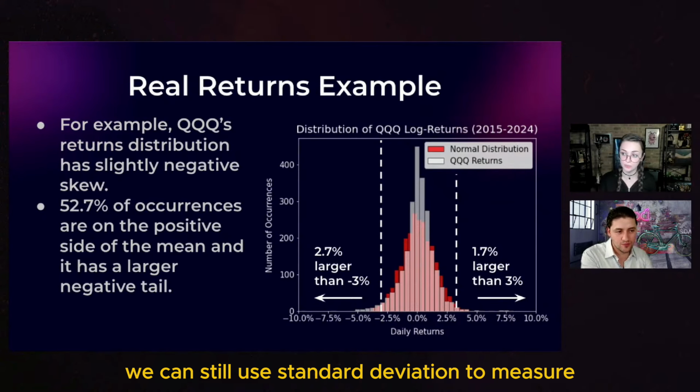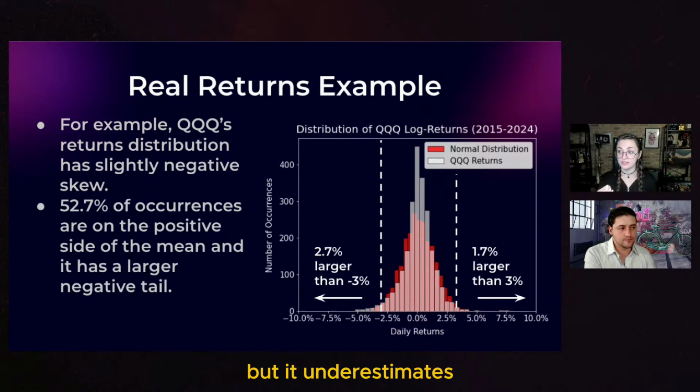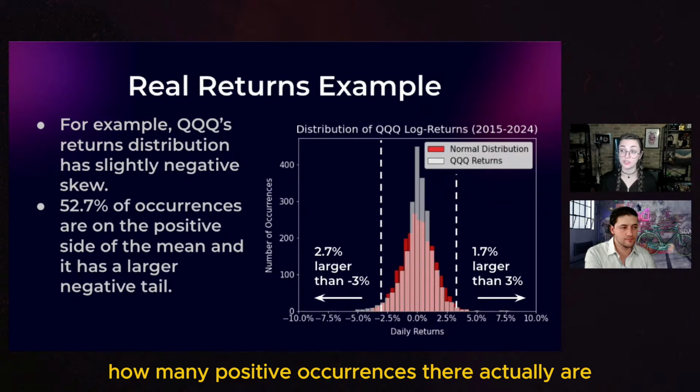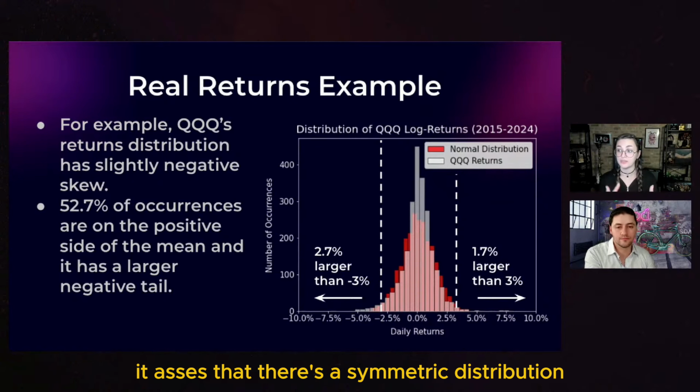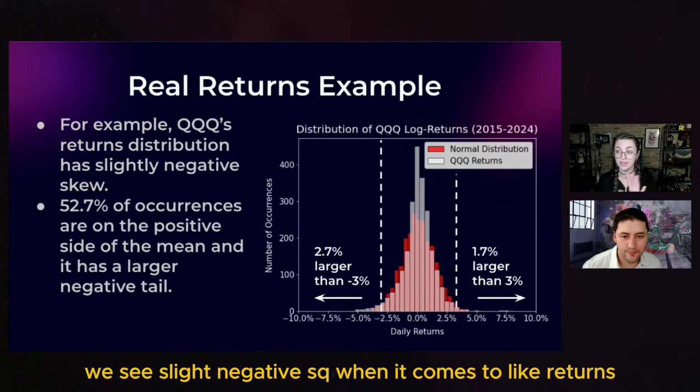We can still use standard deviation to measure the range of possible values that are the most likely, but it underestimates how many positive occurrences there actually are, because it assumes that there's a symmetric distribution on either side. But yeah, does that make sense? Yeah. Cool. So we see slight negative skew when it comes to returns distributions.